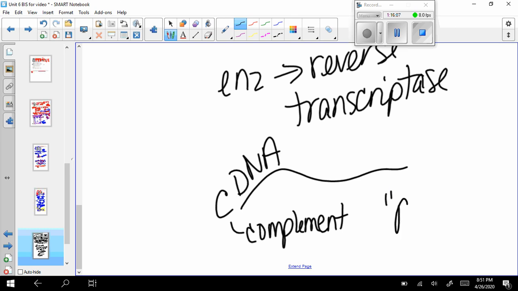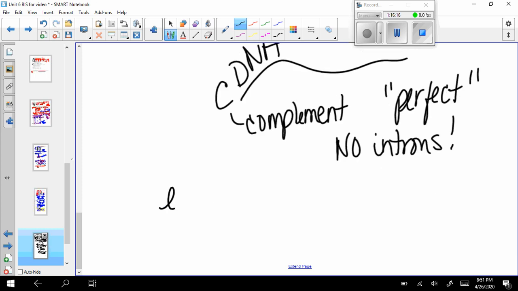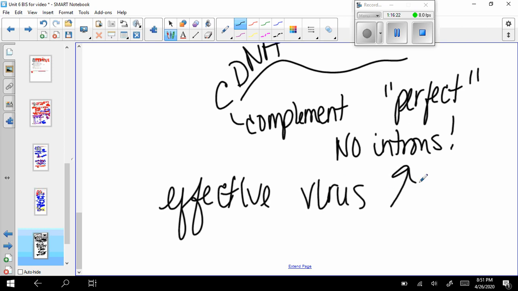It is literally what people call perfect DNA because it has no introns. So it's a very effective virus because, as a virus, you want to take over your host and have your host make your DNA. If the host has to figure out which parts are the introns, it's never going to do it right. If there's no introns in it, it's perfect. So another virus, the HIV virus, is also a retrovirus.